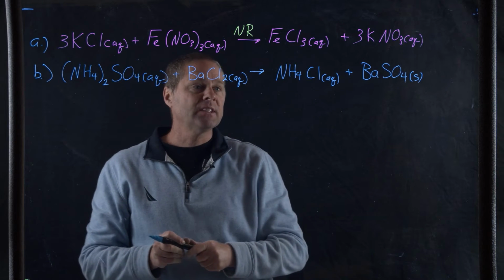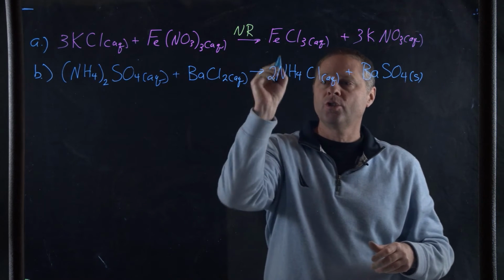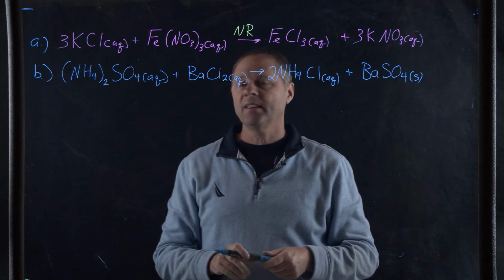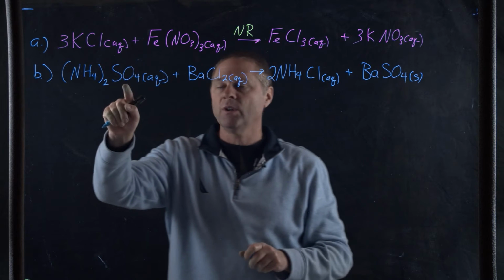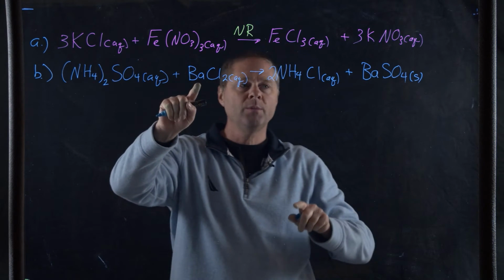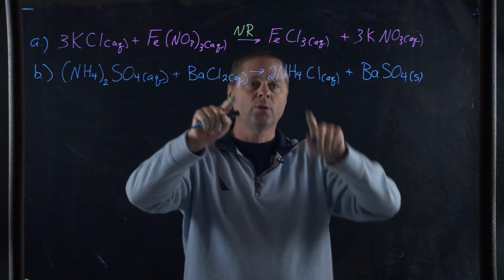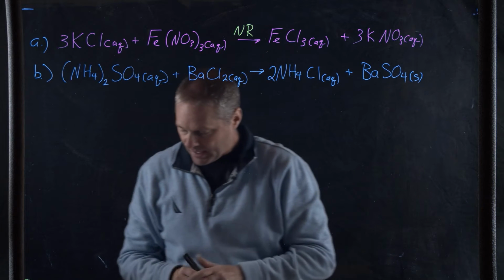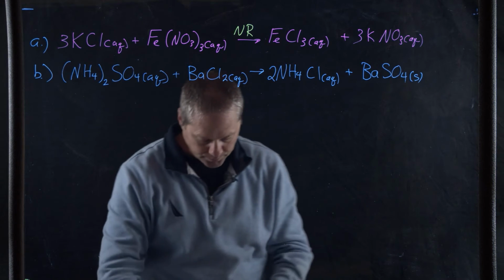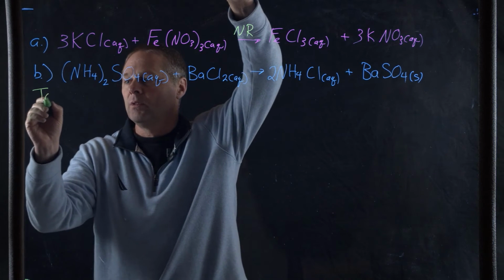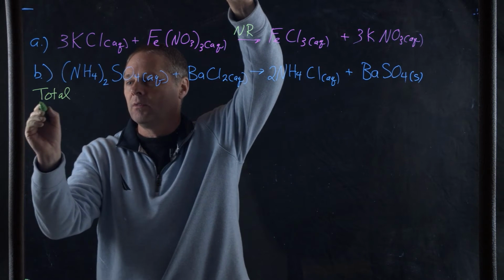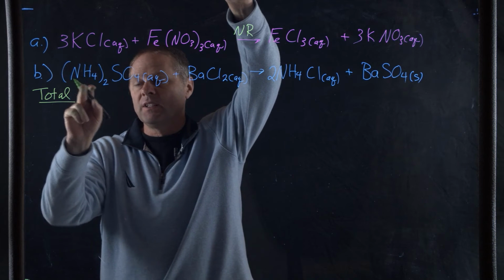If we want to balance this, we have to put a 2 there, and I think that's all we have to do. Yeah, we have 2 ammonium, 1 sulfate, 1 barium, 2 chlorides, 2 chlorides. Now it's balanced. Now we have to write the total ionic. So for the total, we have to write this total ionic.